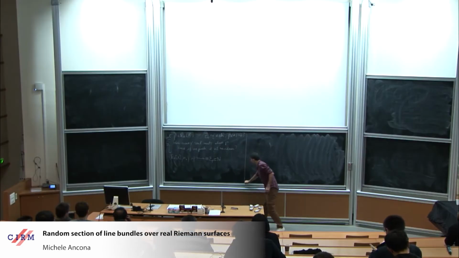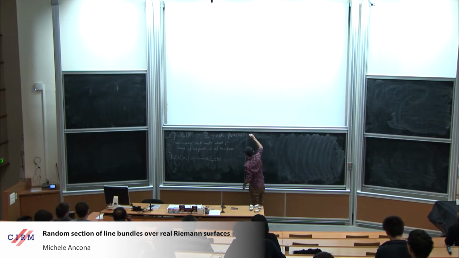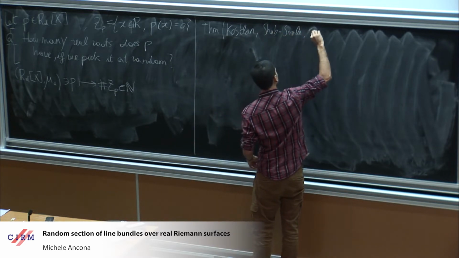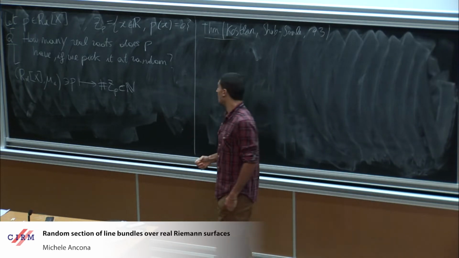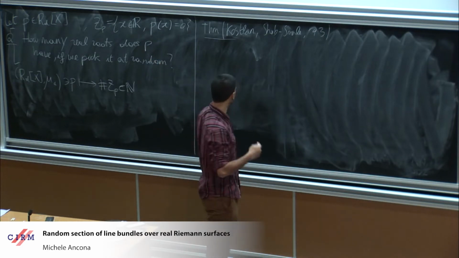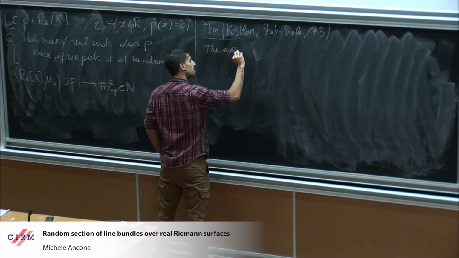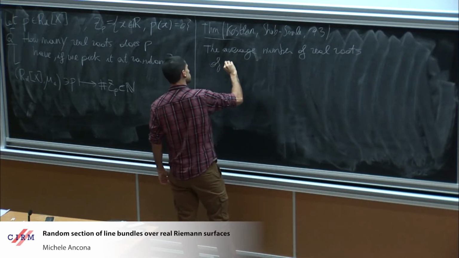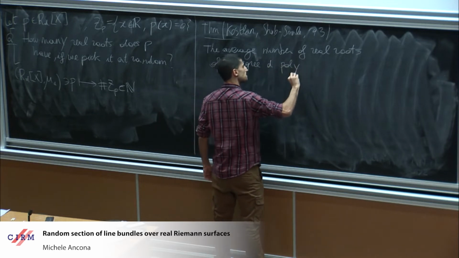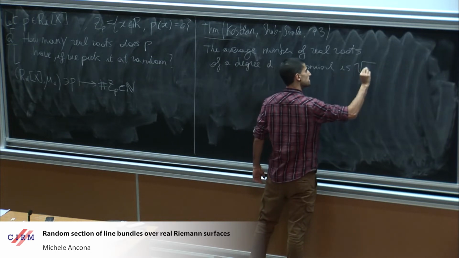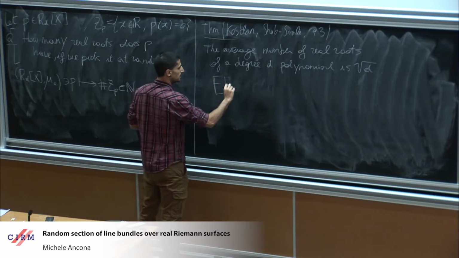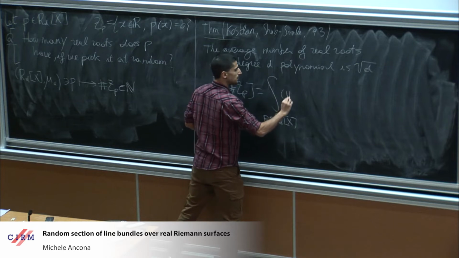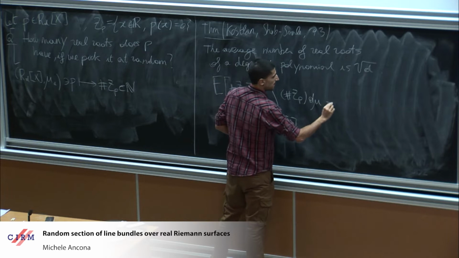A first answer to this question was given by Kostlan and by Shub-Smale. They proved that the average number of real roots of a random polynomial equals square root of d. So we will write the average number, or the expected number, which by definition is the integral over the space of real polynomials of the number of real roots, equals square root of d.